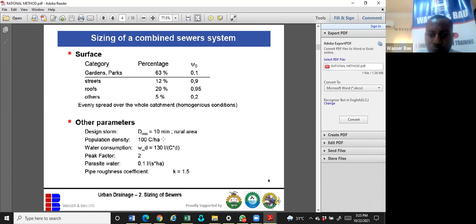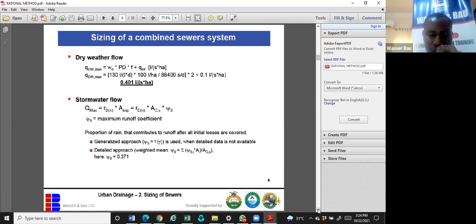Then for the design storm, we chose 10 minutes. Population density, 100 capita per hectare. Water consumption, 130 liters per capita per day. Peak factor, 2. Parasite water factor, 0.1. Pipe roughness coefficient, K equals 1.5. So we all did this yesterday. I really don't want us to dwell much on it. But it's good for us to see how we generated what we're going to be using.